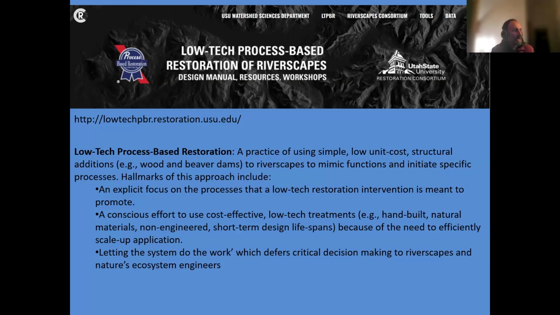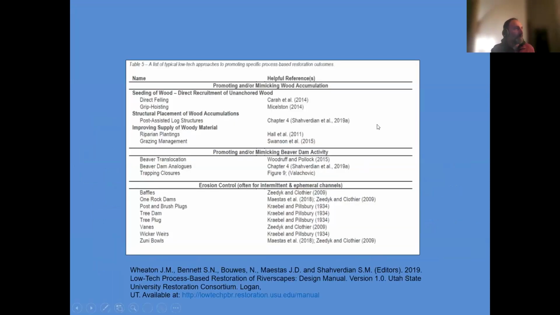And then 3, and this is a great one for anybody that's ever engaged in engineering of river restoration designs, letting the system do the work and really deferring critical decision-making to the riverscapes and letting nature's ecosystem engineers decide questions like, what should the bankfull width of the channel be? What should the bankfull depth be? What should the sinuosity of the channel be? Things like that. So those are just some basic hallmarks of low-tech process-based restoration.